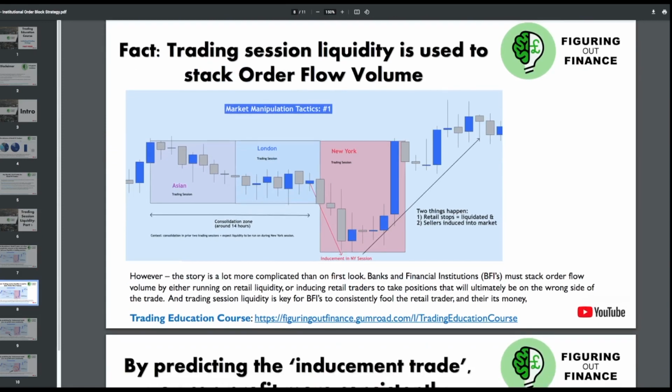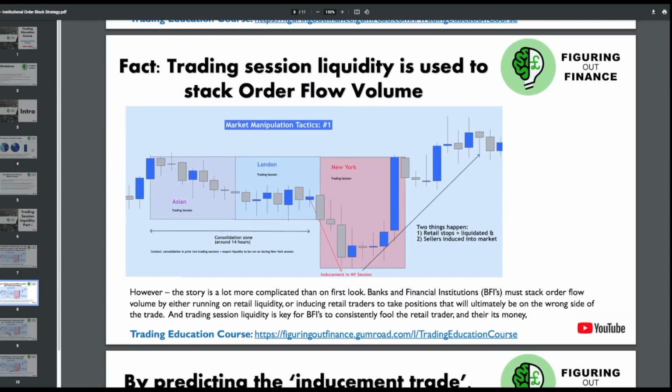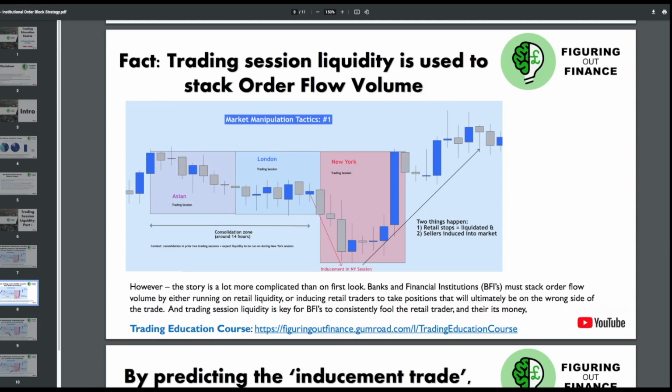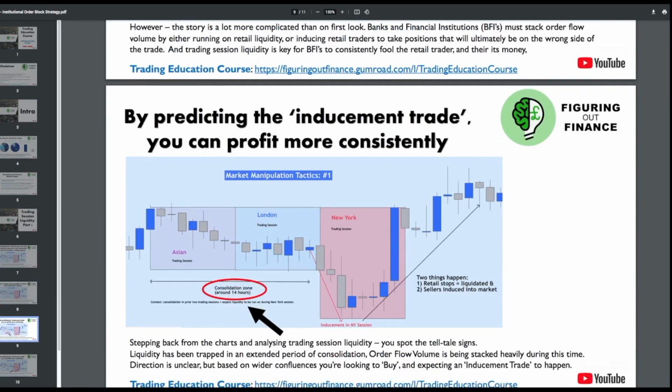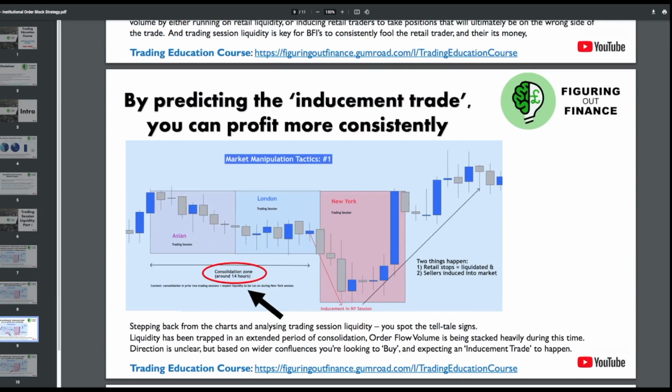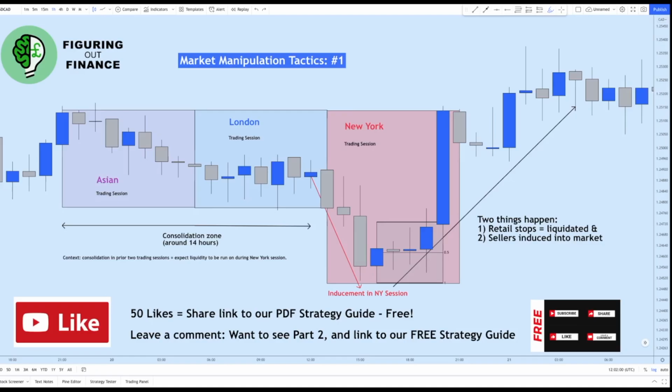I'm not going to name it, but it begins with baby, and lots of people do their free Forex courses, and at the end of it they have a completely skewed and incorrect view of the market. And right here we know that banks and institutions must stack order flow volume, and the key that we're going to be talking about in this particular scenario is the inducement trade. So let's get into it.